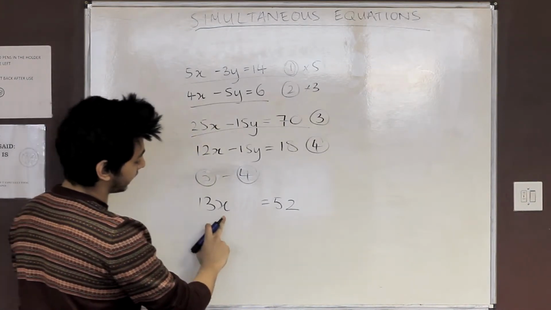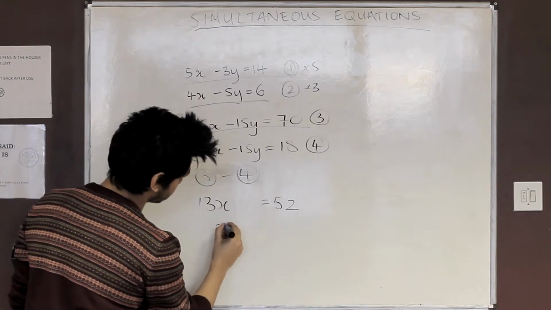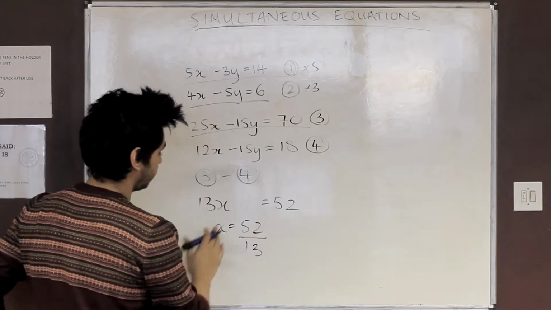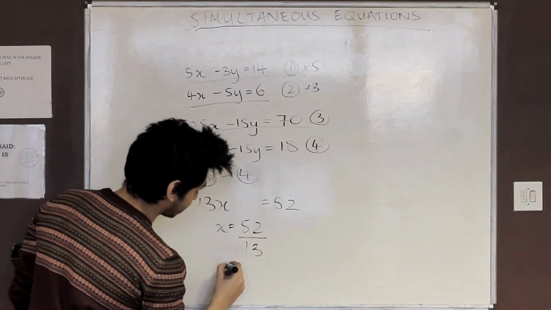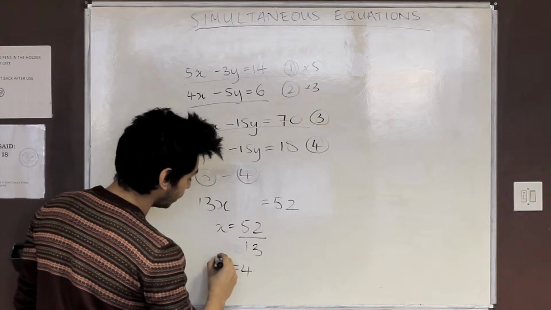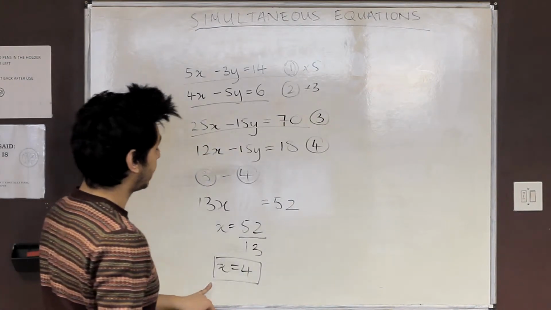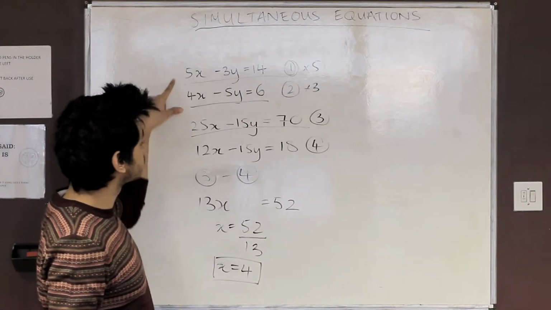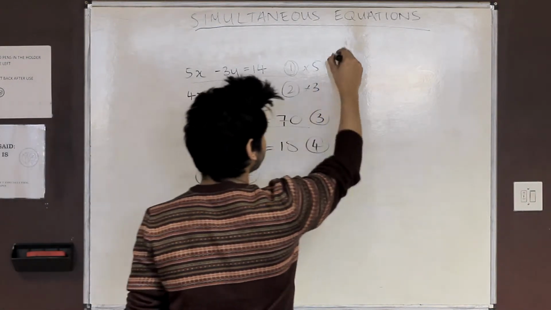So we've got 13x equals 52. We can rearrange this to get x equals 52 over 13. If you plug this into a calculator, you get x equals 4. So now we've solved one of the variables. In order to find our y variable, all we do is simply plug this x value into our first equation. Okay? So I'll move over here.